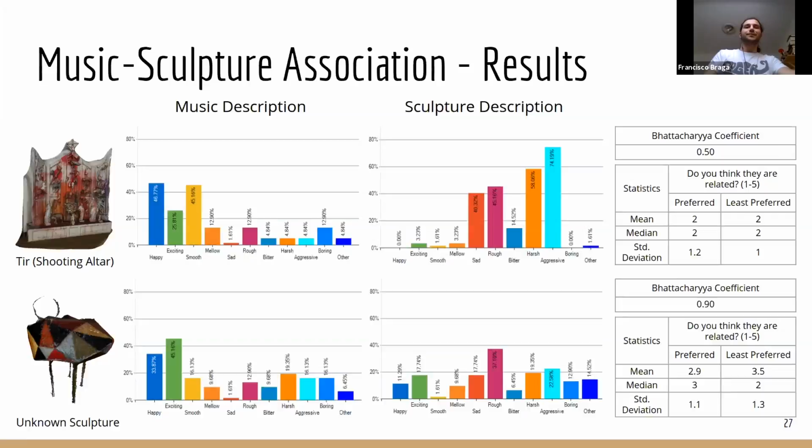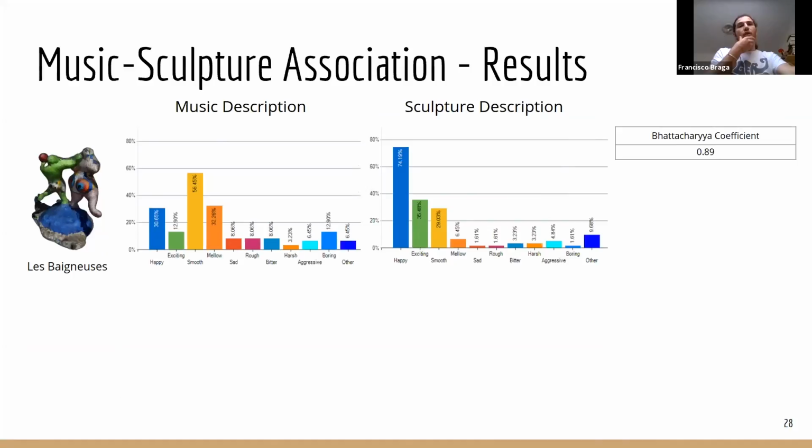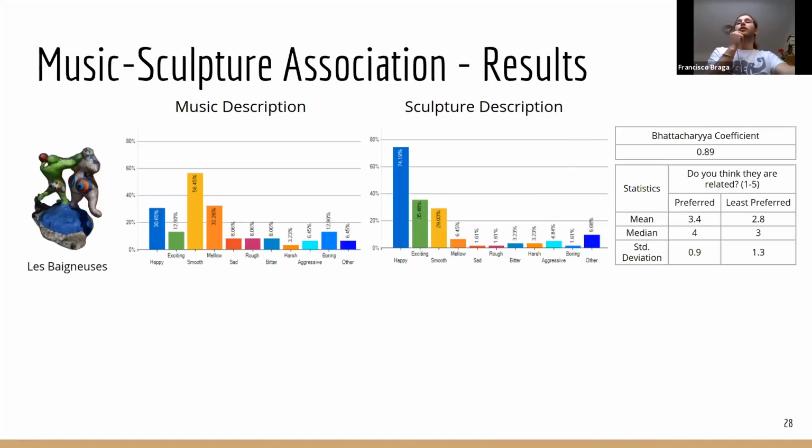Better results. In this sculpture, we obtained similar descriptors, obtaining a Bhattacharyya coefficient of 0.89. And in the do you think they are related question, we obtained a median of 4 for the preferred interpretation and 3 for the least preferred.